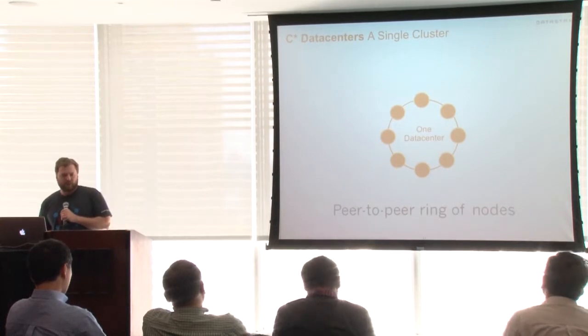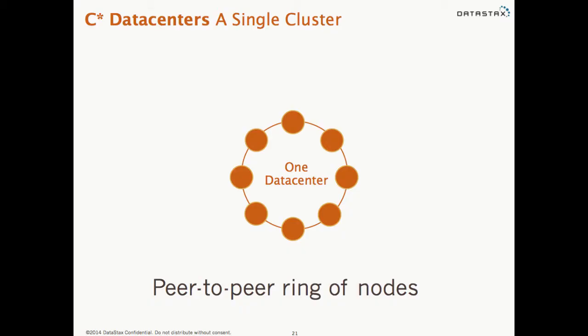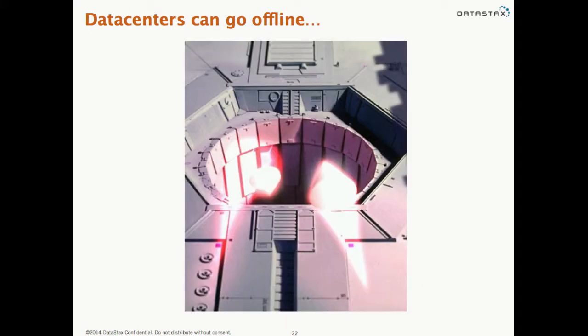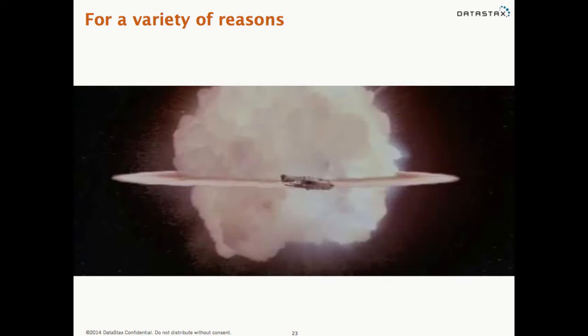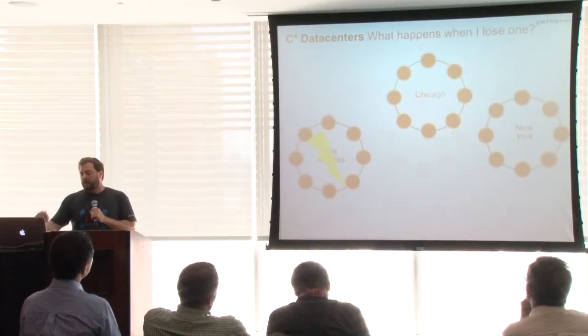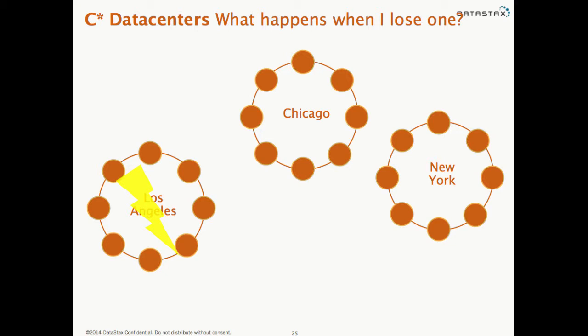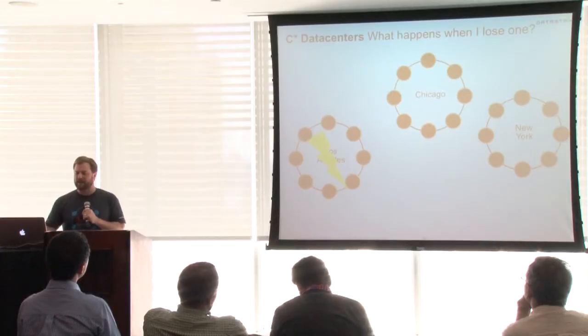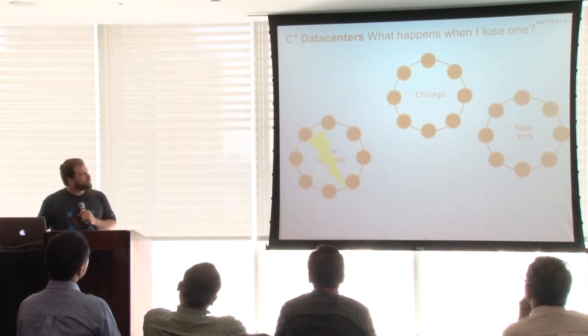Let's look at some cool things that you can do because of these consistency capabilities. So this is a Cassandra data center. Data centers can go offline at any time for a variety of reasons. And we need to be able to deal with the fact that data centers go offline, right? What happens if I've got 3 data centers and I lose one? Well, your applications can immediately route to the other data centers and you're good to go.